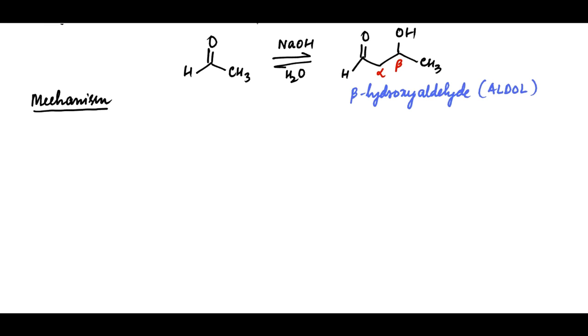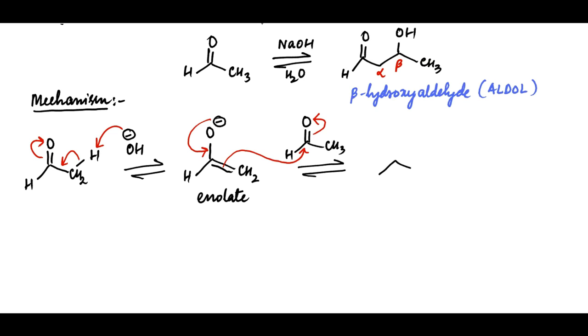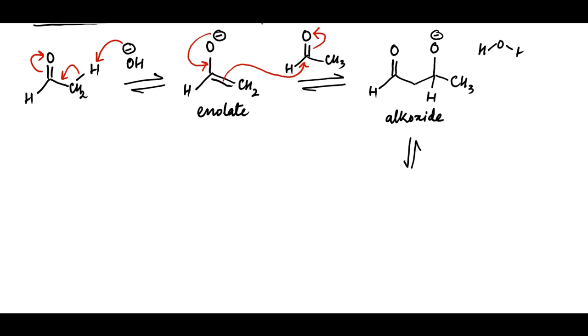The mechanism can be written as: the alpha position is deprotonated by base to form an enolate. Since hydroxide is used as the base, both the enolate and the aldehyde are present at equilibrium. The enolate serves as a nucleophile and attacks an aldehyde molecule to form an alkoxide ion. The resulting alkoxide ion is then protonated to give the product β-hydroxyaldehyde.